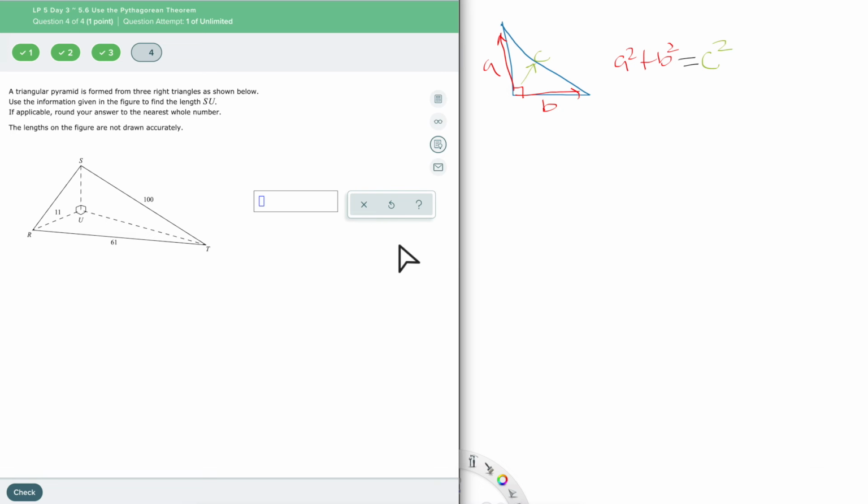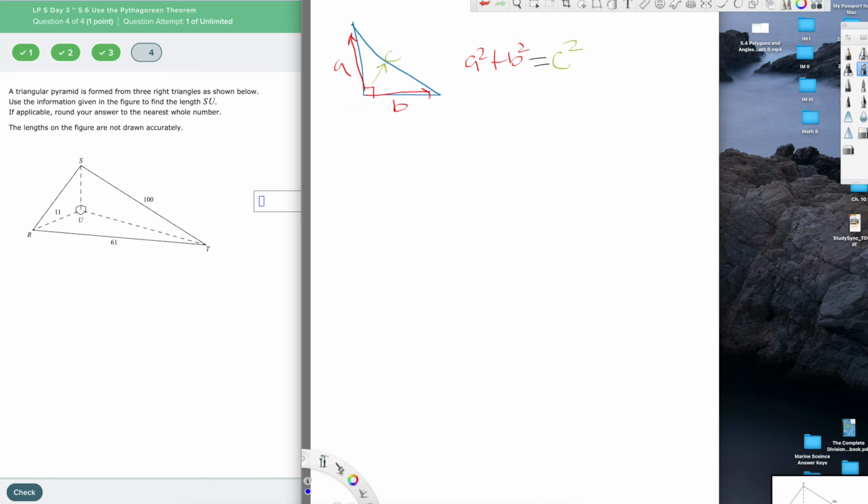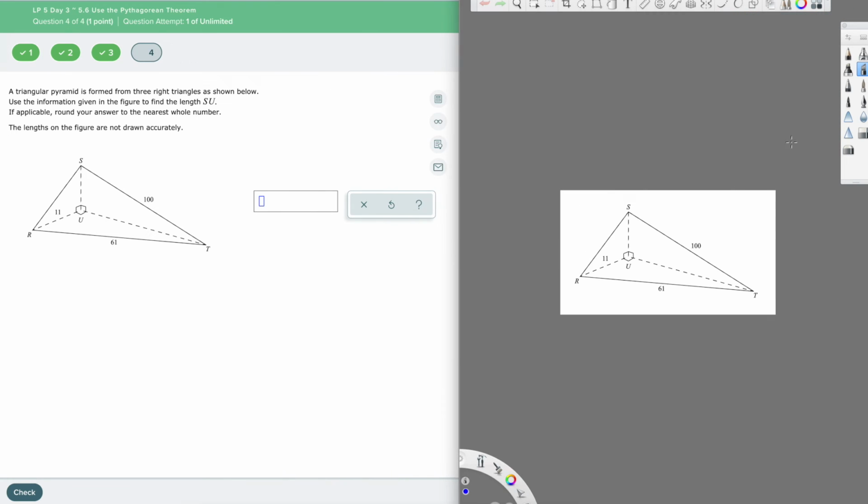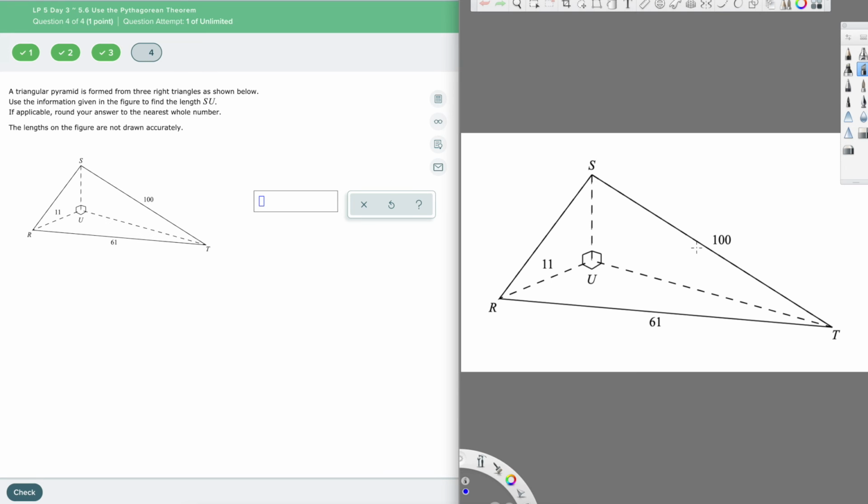Kind of was hoping to see it, but what they'll do sometimes is show you the triangular pyramid with the different triangles highlighted. It's a little easier to see when they're highlighted different colors like that. So let's see if I can grab this and bring it over here. Again, we're still going to be using the Pythagorean Theorem, and we're going to use it more than once.